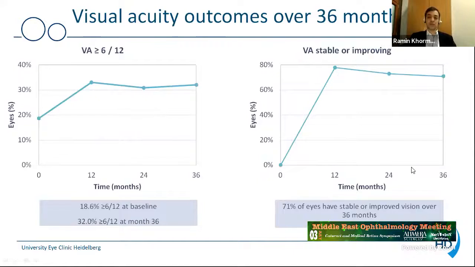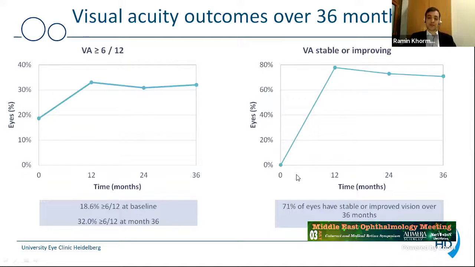Let's now have a look at visual acuity outcomes, once again over a very long follow-up of 36 months. On the left-hand side, you see the proportion of eyes who achieved a visual acuity of 6/12, 20/40 or better. This visual acuity is so important because it's the vision that you need to drive a car. About 19% of the eyes reached that level at baseline, and at month 36, 32% of the eyes reached that level. So you can nicely see that vision increases quite quickly and then remains stable over the course of the follow-up.